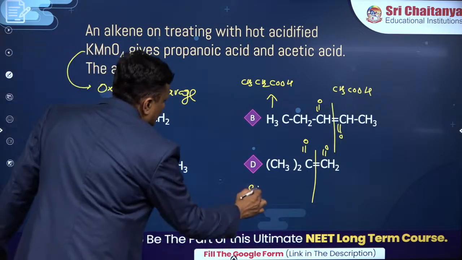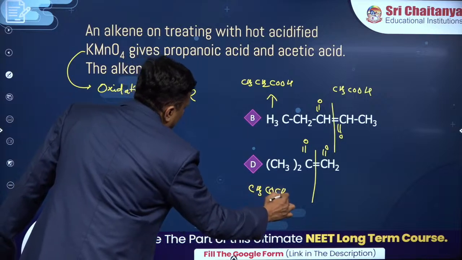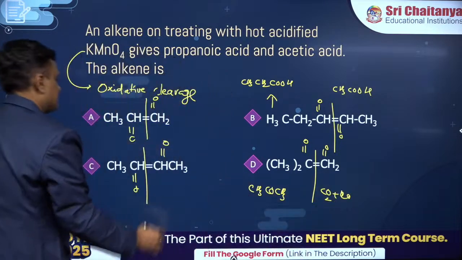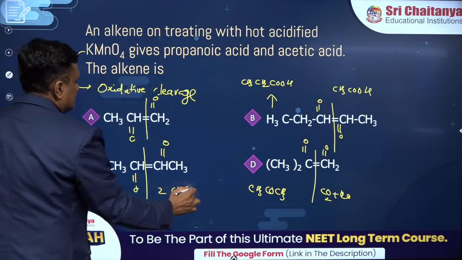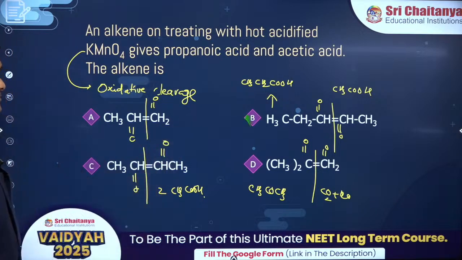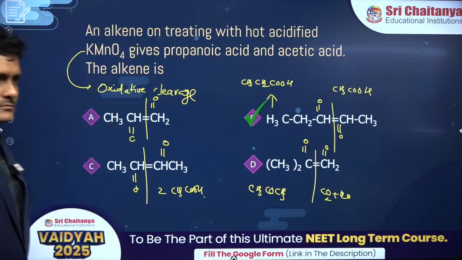You see, this gives acetone and carbon dioxide plus water. This gives 2 moles of acetic acid. This gives acetic acid and carbon dioxide. So the right answer should be B.